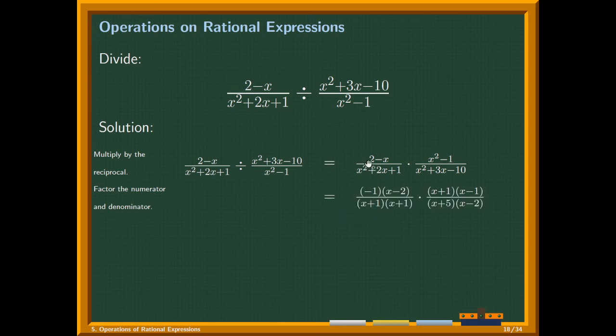We start with 2 minus x. Why negative 1 times (x minus 2)? If we rewrite this, we distribute: negative 1 times x is negative x, and negative 1 times negative 2 is positive 2. So they are the same.